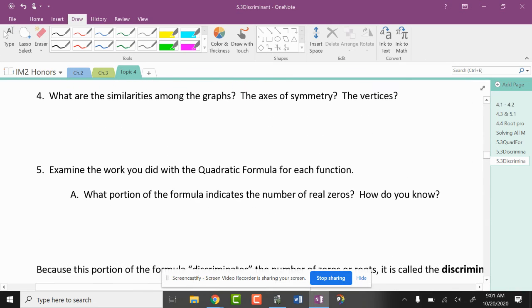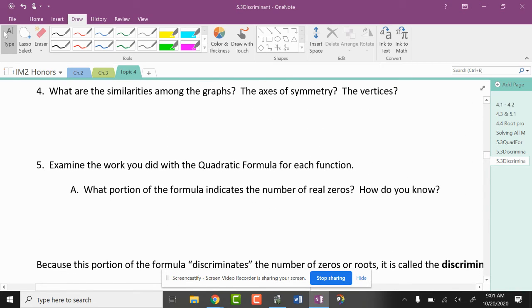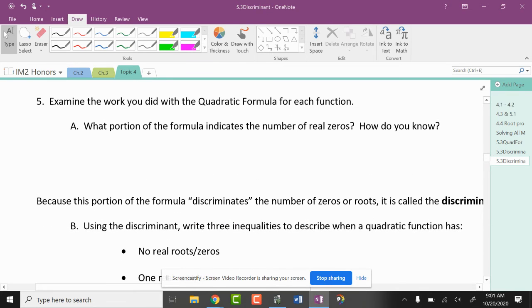All right, we're not going to write this down because of time. What are the similarities among the graphs? Same x-coordinate vertex. Axis of symmetry is the same. The vertices are close to being the same. The y-coordinates were a little different, and that's how we got some that were shifted up or down. Examine the quadratic formula for each section.